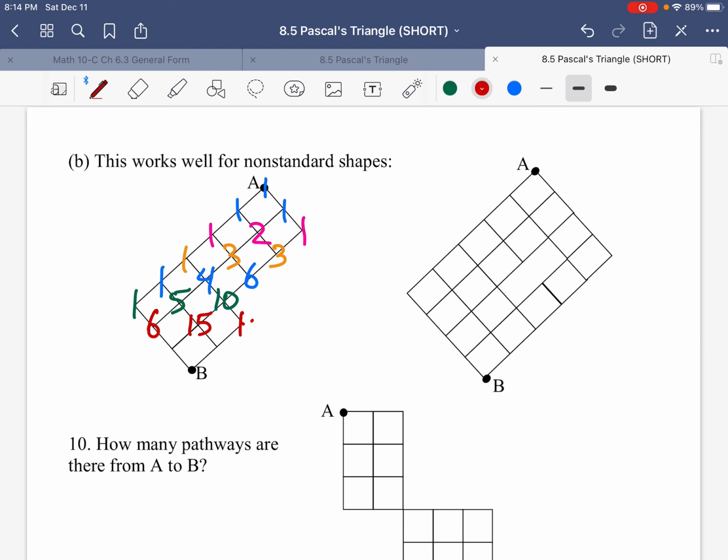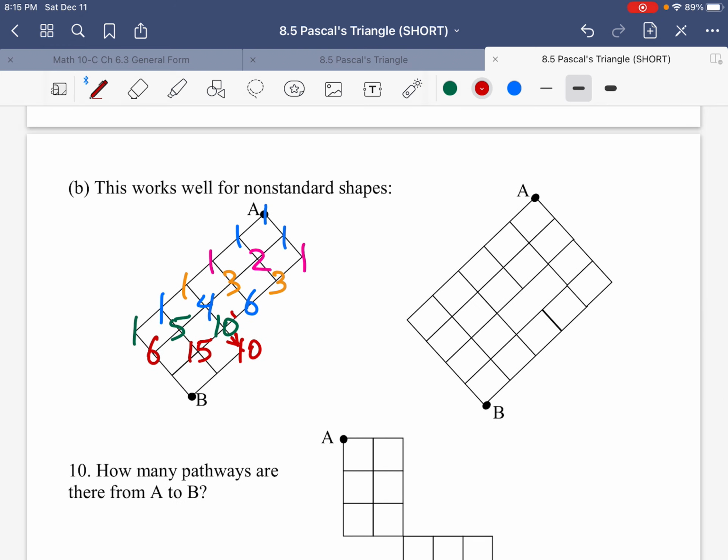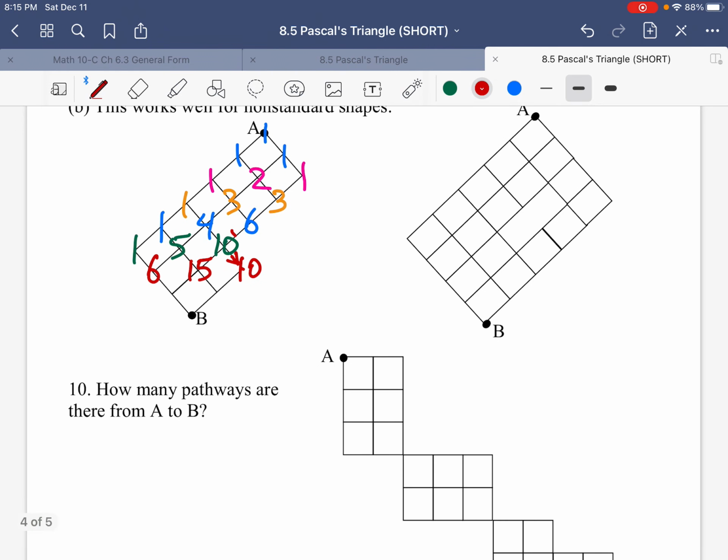Now, here's non-standard, so pay attention. 1 and 5 is 6, 5 and 10 is 15. But to get here, there's 10 ways. You have to come from that point. So there's only 10 ways. And then you go, 6 and 5 is 11, 15 and 10 is 25. That gives you a total of 46.